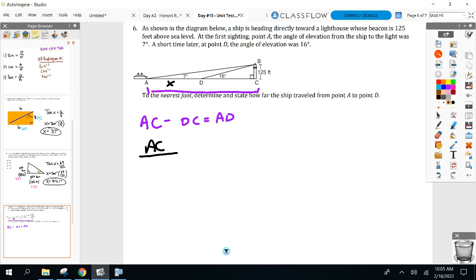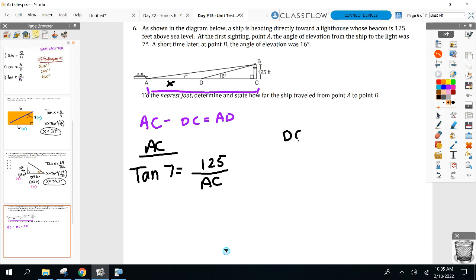What angle would I need to use, 7 or 16, to find AC? Use the triangle that has AC in it. Where's the angle, 7 or 16? 7. So I would need to do tangent of 7 equals 125, because that's opposite, over adjacent, which is AC. All good?